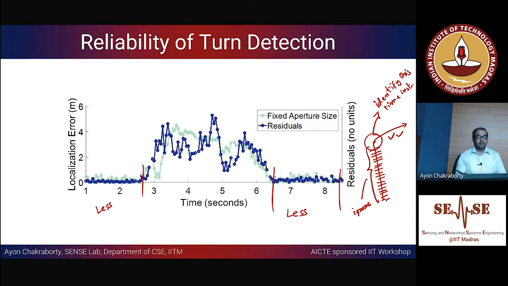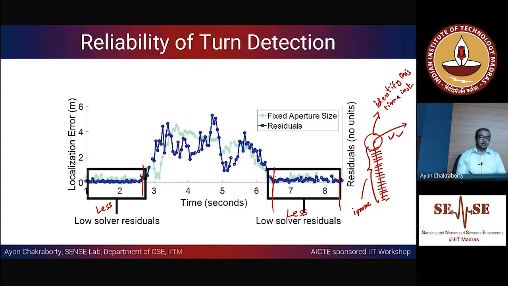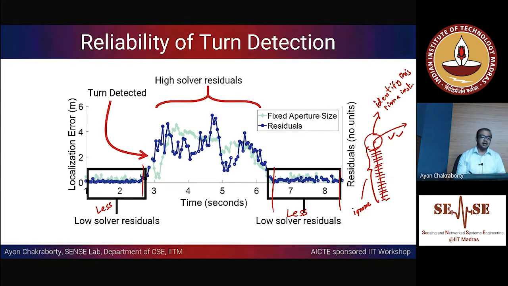Okay. So whenever I could detect that there has been a spike in the value of the residuals, I can flush out the old data and start using the aperture afresh. Okay, so the solver's residual is less in two cases, and I can detect a turn because now, with the old heading, the solver's residuals have suddenly started increasing. So I detect that there is a turn at that point in time.